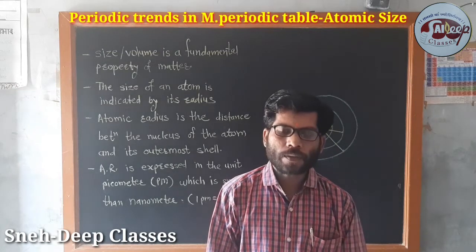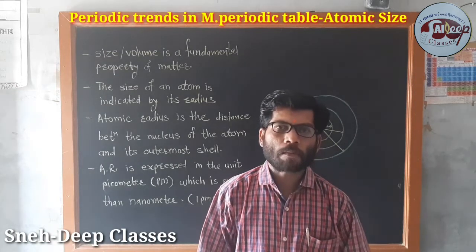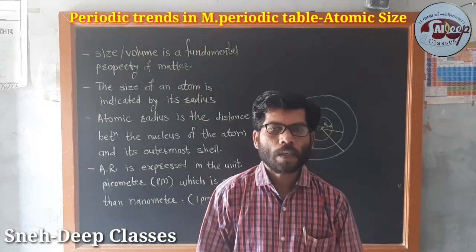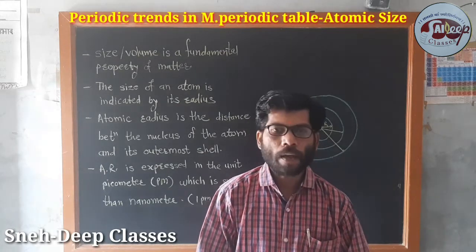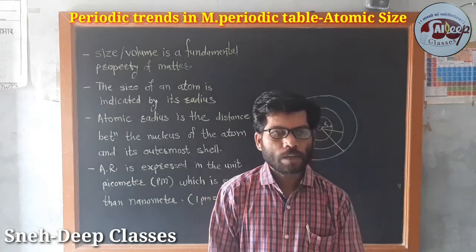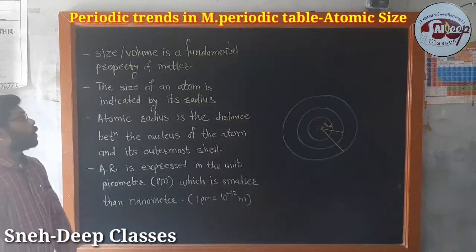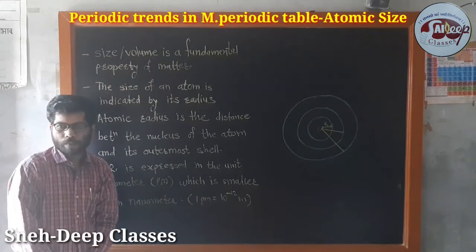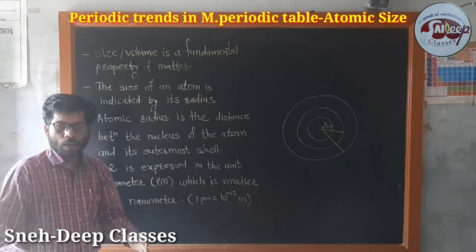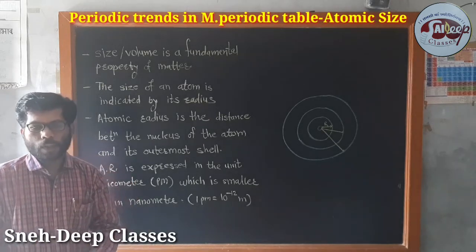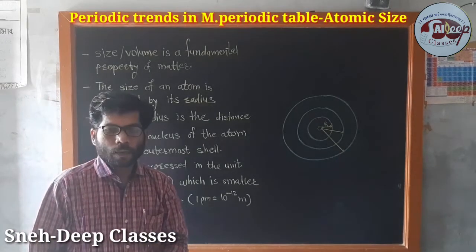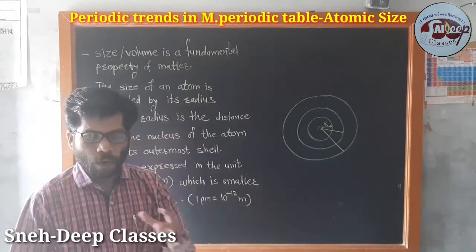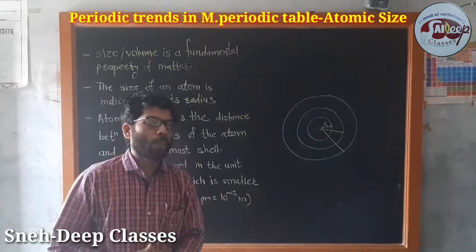What is atomic size? How is atomic size determined? There are many questions, but let us go step by step, one by one. Listen carefully. Size or volume is a fundamental property of matter. Students, we already know in the 9th standard that size or volume is the fundamental property of matter.